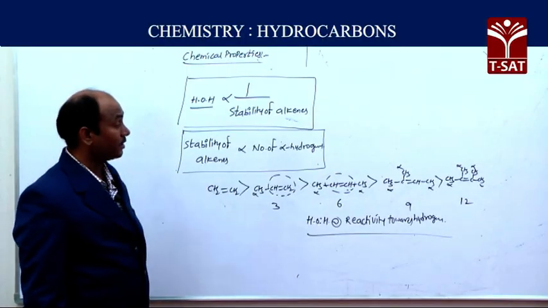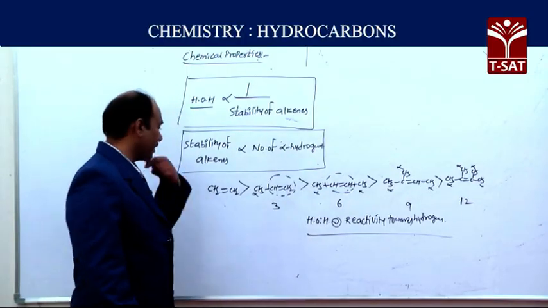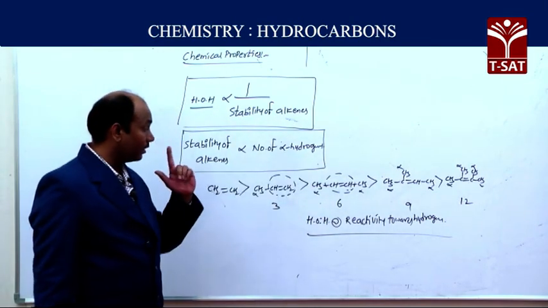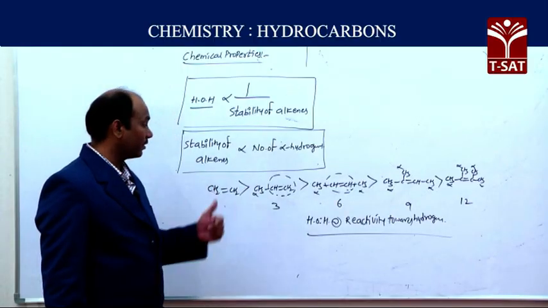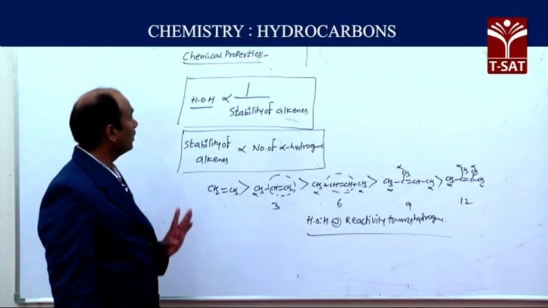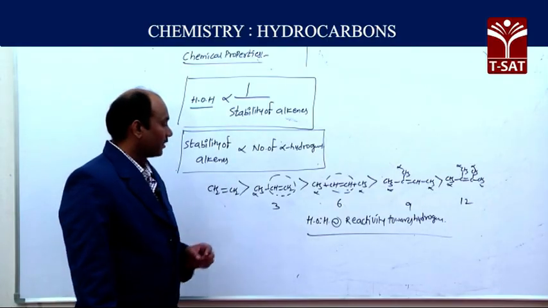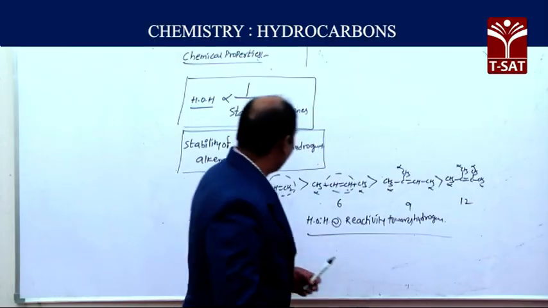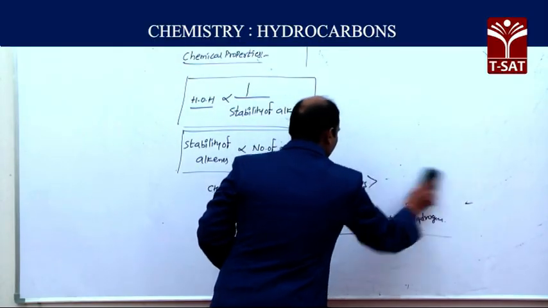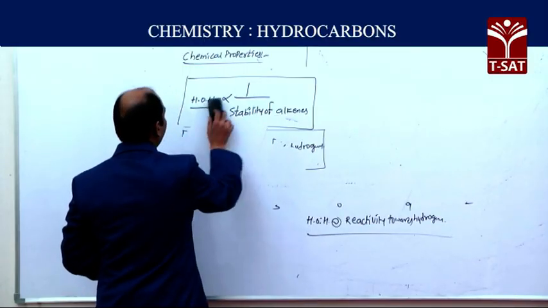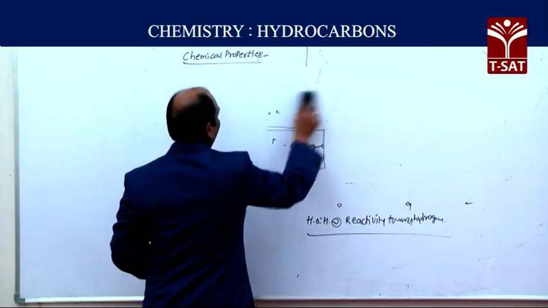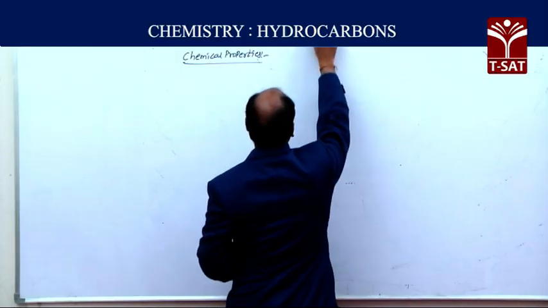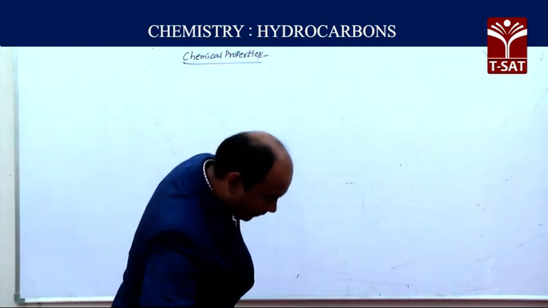But in electrophilic addition reaction, that is more reactive, this is less reactive. But in heat of hydrogenation, that is reactivity towards hydrogen, this is more reactive, that is less reactive. That is the difference between reactivity towards hydrogen and reactivity towards electrophile. So this is important. After this, heat of hydrogenation and stability, let us discuss some electrophilic addition reactions. Now we are going to discuss some important concepts, that is ozonolysis.